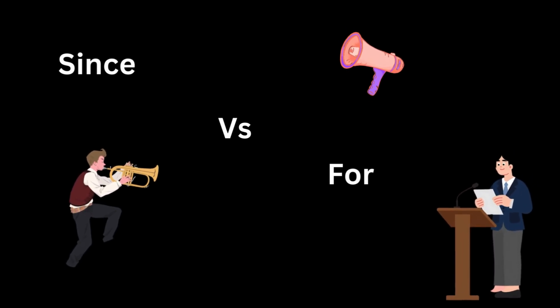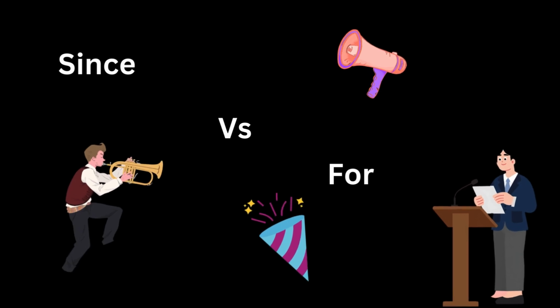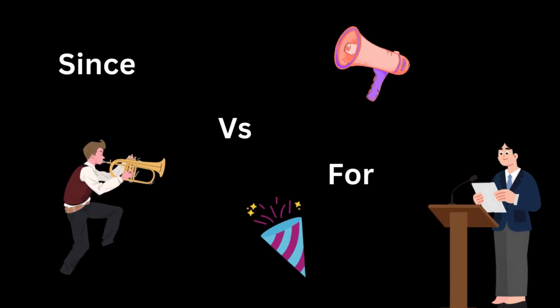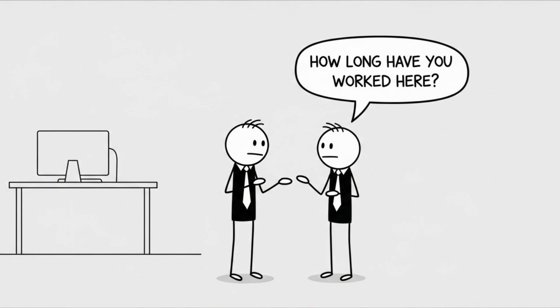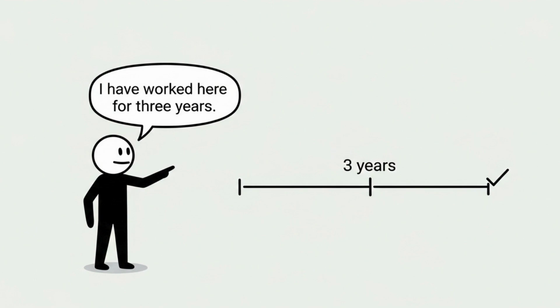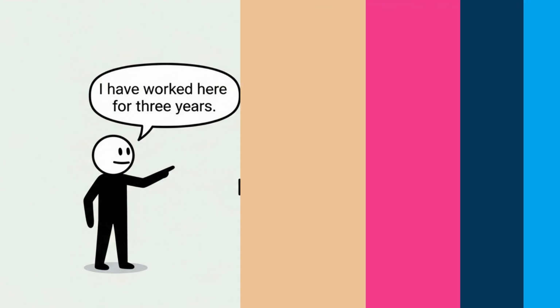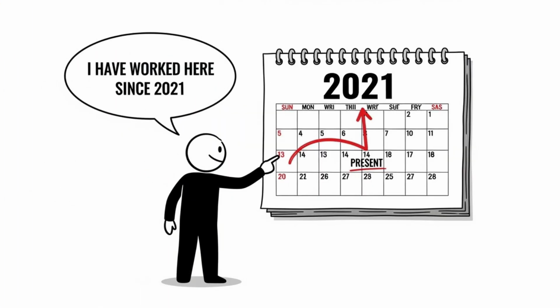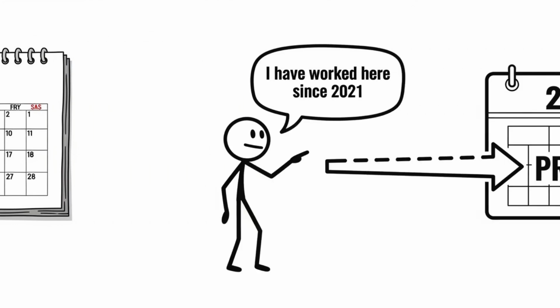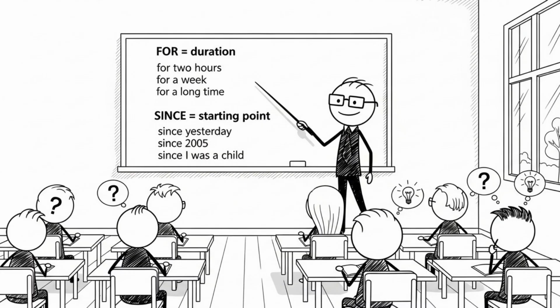Since versus for, daily life example. Now, let's see how since and for appear in everyday conversations. Imagine you meet someone new in your office. You ask them, "How long have you worked here?" They might answer, "I have worked here for 3 years." Here, the word for shows the duration. But if they say, "I have worked here since 2021," now they are telling you the starting point. So remember, for equals duration, since equals starting point. Once you understand this idea, using these words becomes very natural.